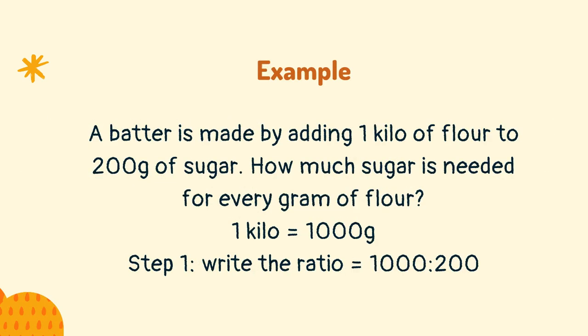For example, a batter is made by adding 1 kilo of flour to 200 grams of sugar. How much sugar is needed for every gram of flour? 1 kilo is equal to 1000 grams.